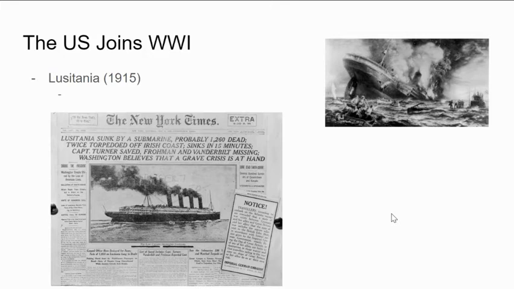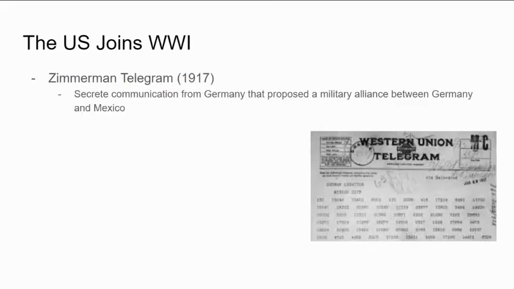So the U.S. gets upset. Sentiment starts to shift from neutrality towards saying, we need to take a stand. We can't stand for this. But nothing really happens. And then in January of 1917, British intelligence is going to intercept what we call the Zimmermann telegram.